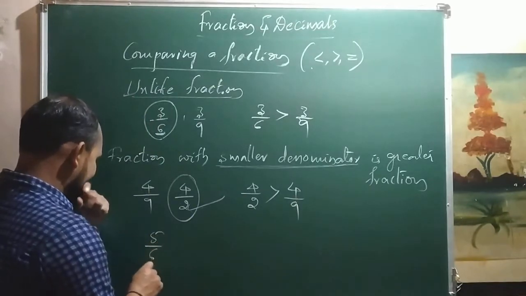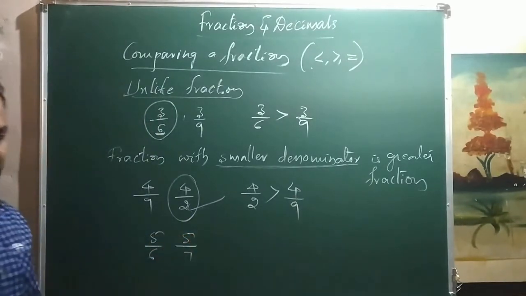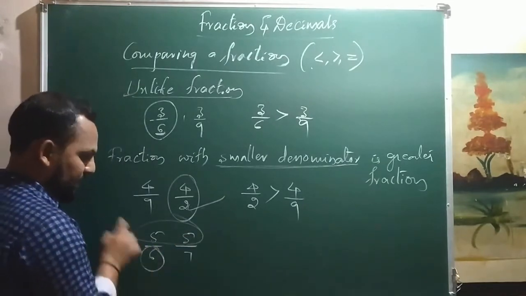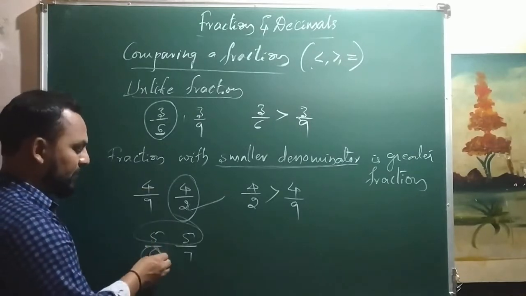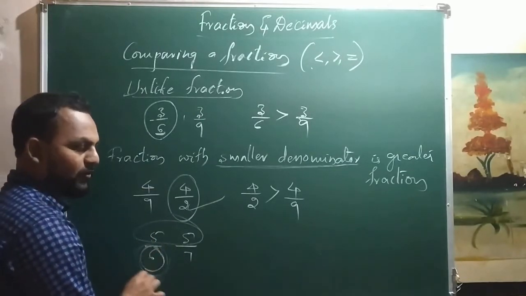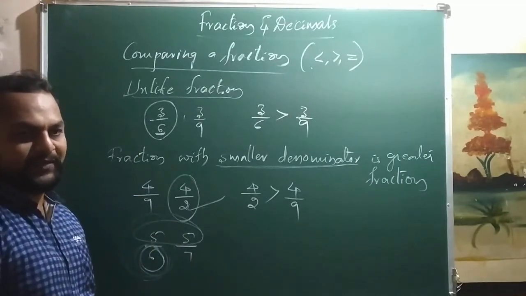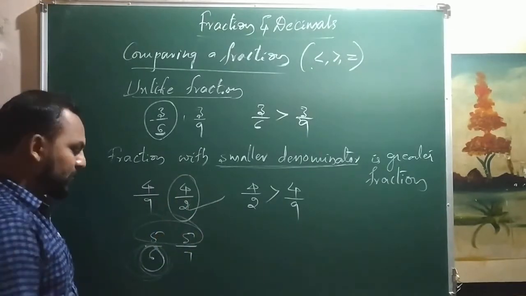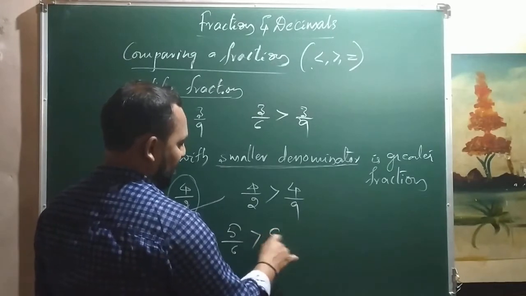Okay. Next, take an example. 5 by 6 and 5 by 7. Which is greater? When the numerators are the same and the denominators are different, the smaller denominator gives the greater fraction. The fraction with the smaller denominator is the greater fraction. It means 5 by 6 is greater than 5 by 7.